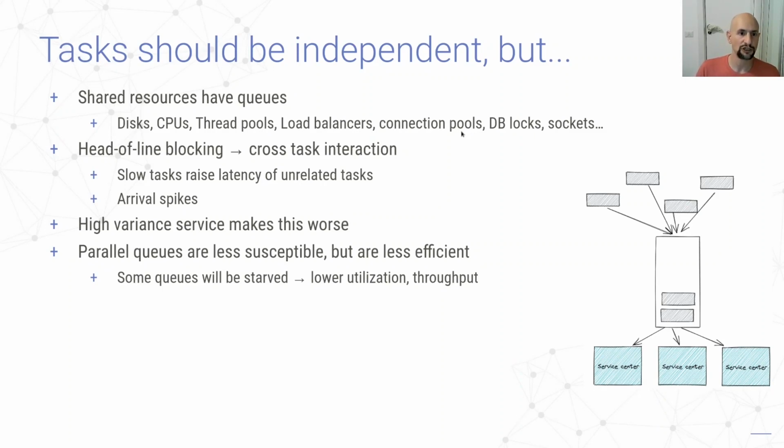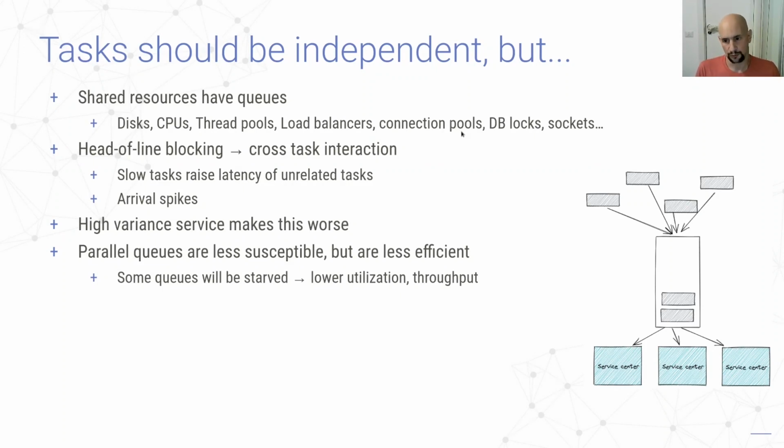And every shared resource has a queue. A lot of things that we don't think about as queues actually are queues or behave in a similar manner to queues. Of course, every resource like disks or CPU, but also thread pools, load balancers, connection pools, locks, database locks, sockets, whatever. They all behave like a queue, and they are going to cause cross-task impact. So this is very unfortunate for us.